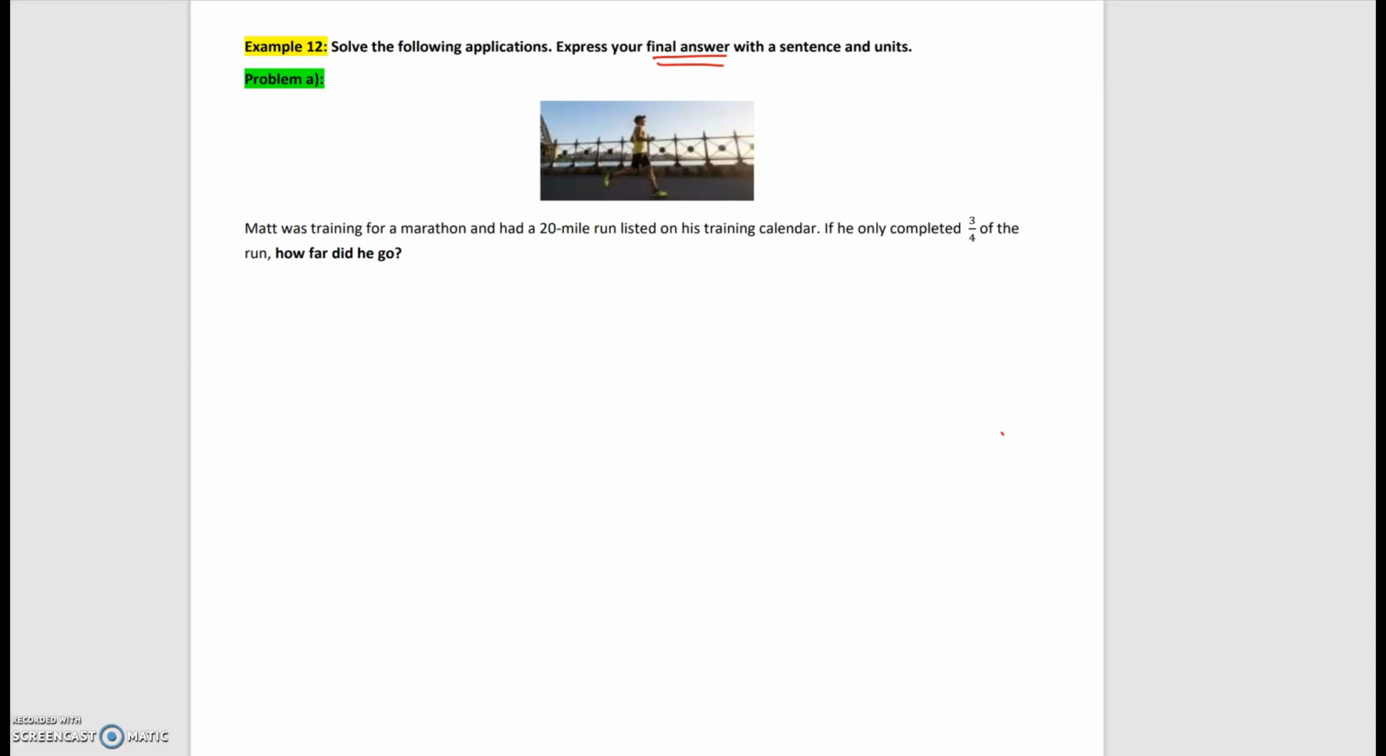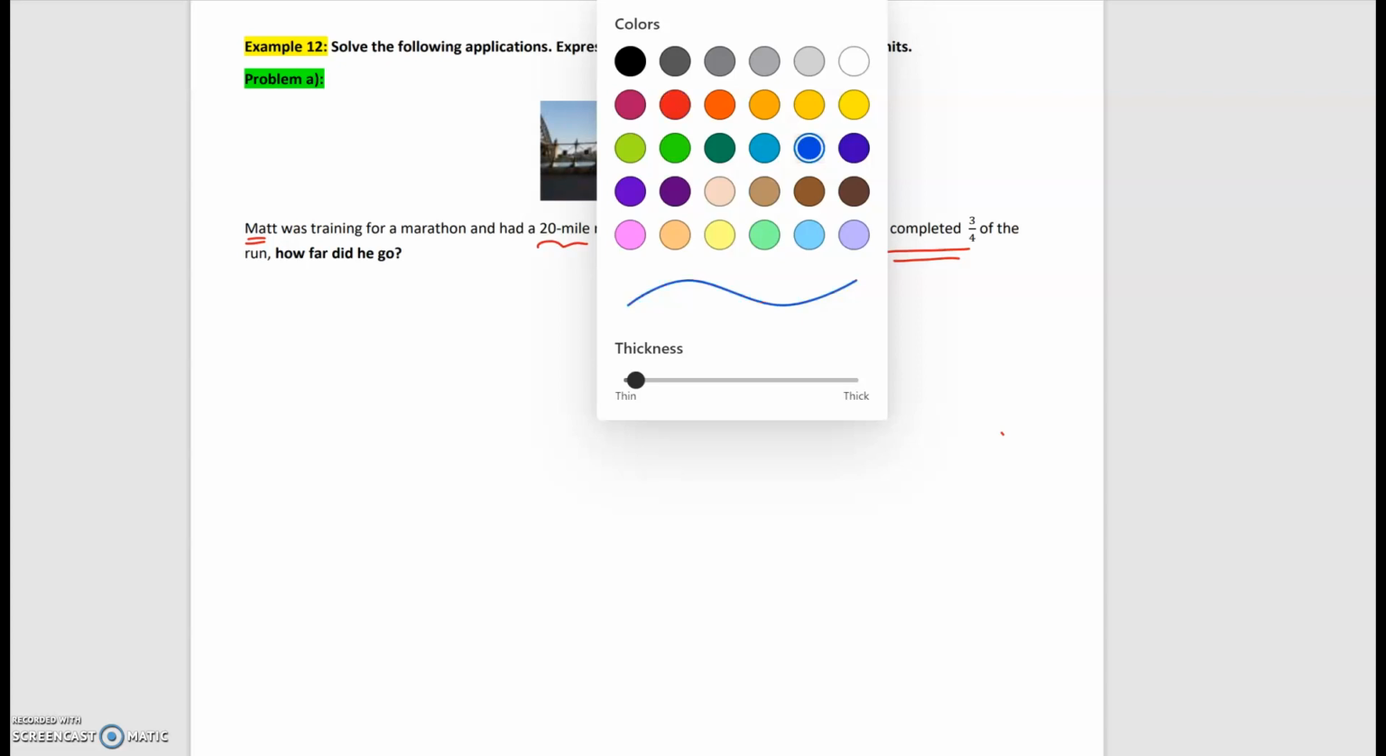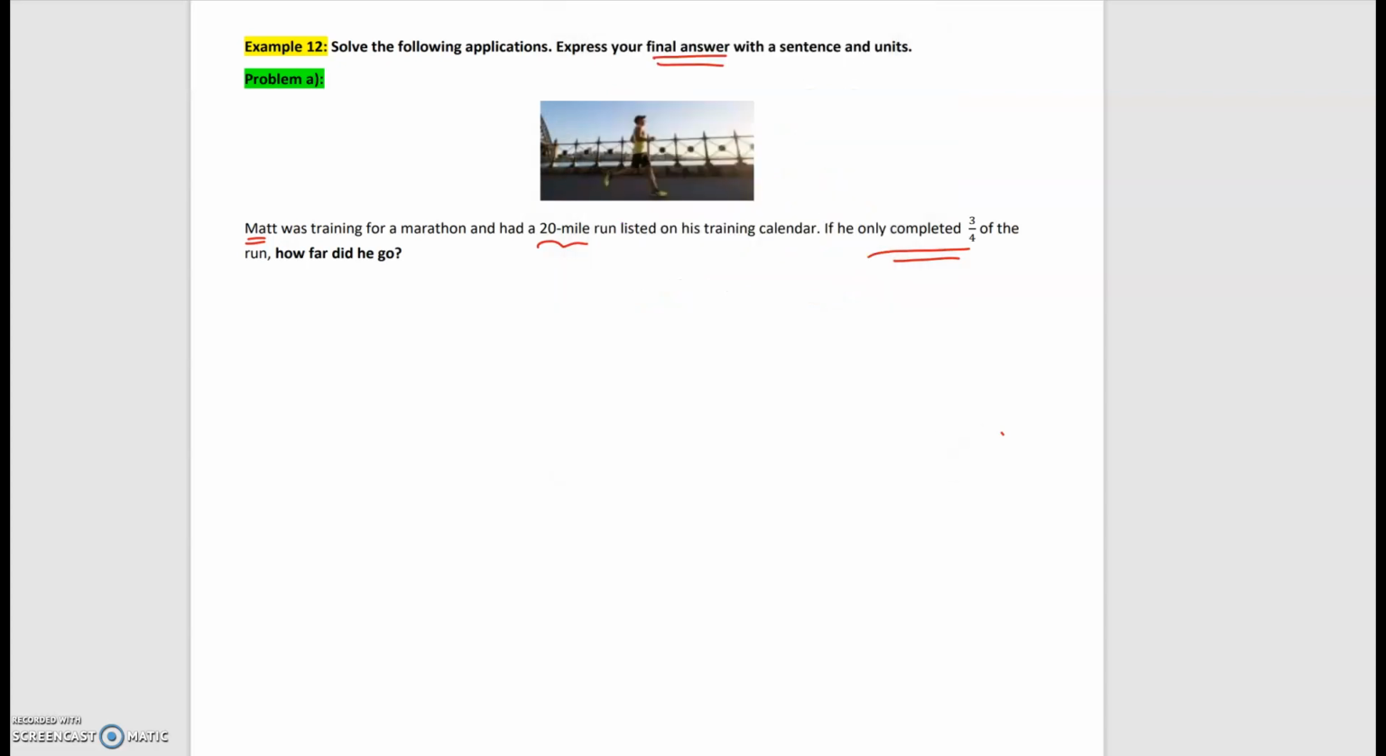Okay, so take a look at the first problem. We're told that Matt is going to be doing a marathon, which is technically a 20-mile run during his training, but he only completed 3/4 of the run. So the main question they're asking is, how far did he go? Let me write it as the actual distance. He's supposed to complete 20 miles, but he only completed 3/4 of it. So in this case, it's going to be a multiplication of 3/4.